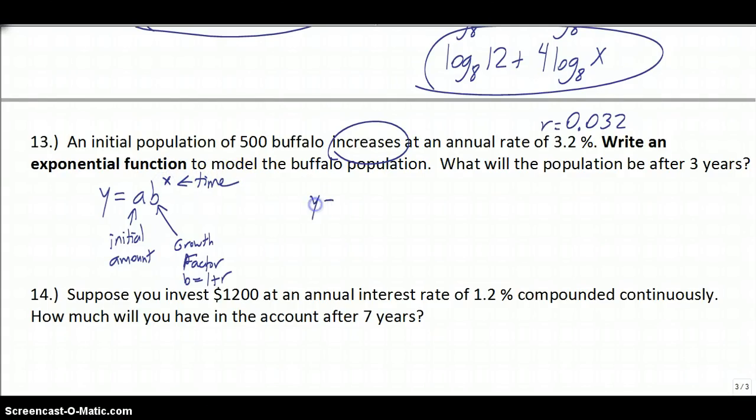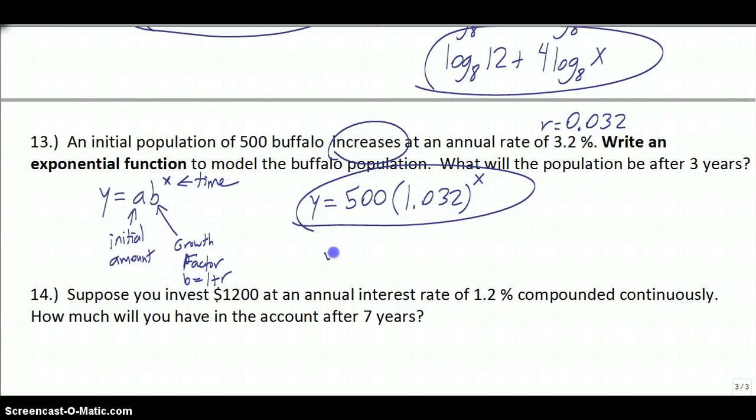Okay. So here we go. Y equals 500 buffalo to start off with. Increases, so it'll be 1.032 to the x. So there's your equation. And now let's plug it in. 1.032 to the, let's see what they say, 3 years. So I just plug that in my calculator. So some quick calculating on your calculator.